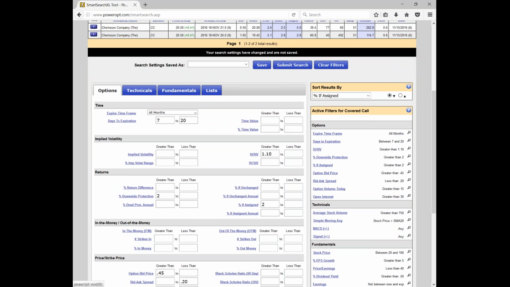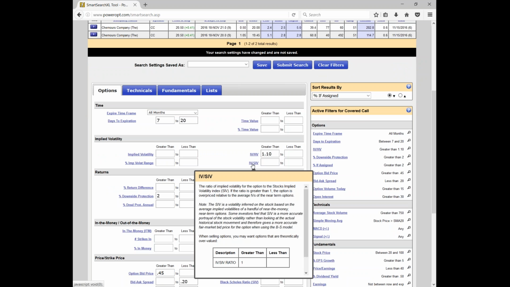Another field you could use is the IV over SIV. Now, the SIV is very similar. What it is, is the stock's implied volatility index, and this is the average implied volatility of the near-term options on your stock. So what that means is it's looking at the in-the-money and out-of-the-money calls and puts for the next couple of months, taking the average implied volatility.